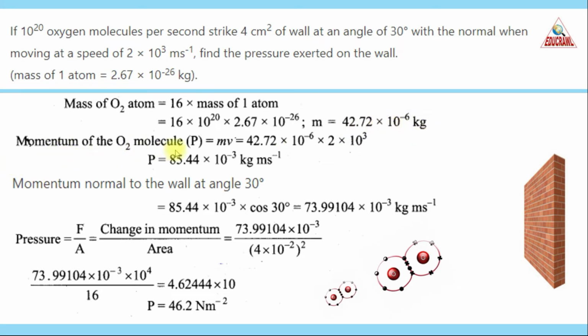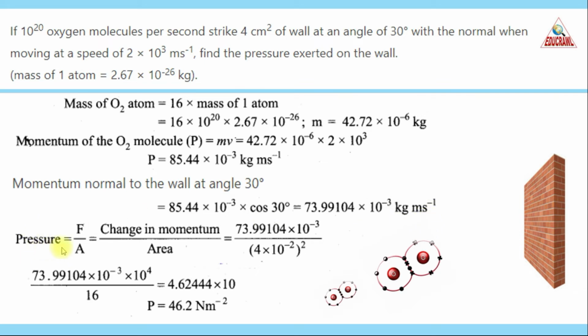Next, we will find the momentum of the oxygen molecule. Momentum, we know the formula as P is equal to M into V. M value now only we have found. V value, we know that it is 2 into 10 power 3, which is given in the data. So multiplying both, we get the momentum as P is equal to 85.44 into 10 power minus 3 kilogram meter per second. Now we will calculate the momentum normal to the wall at 30 degrees, which is equal to 85.44 into 10 power minus 3 into cos 30. So the answer will be 73.99 into 10 power minus 3 kilogram meter per second.